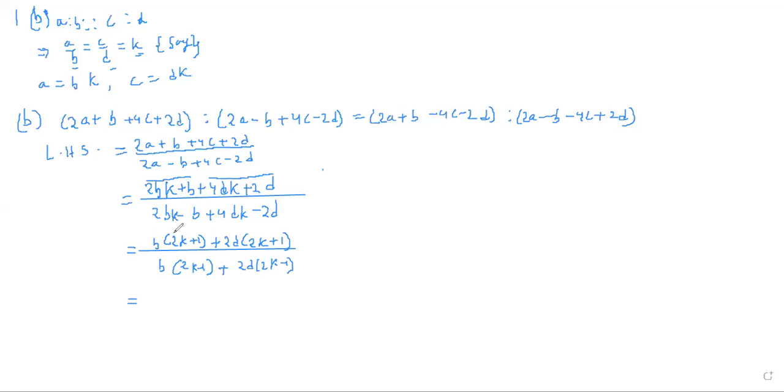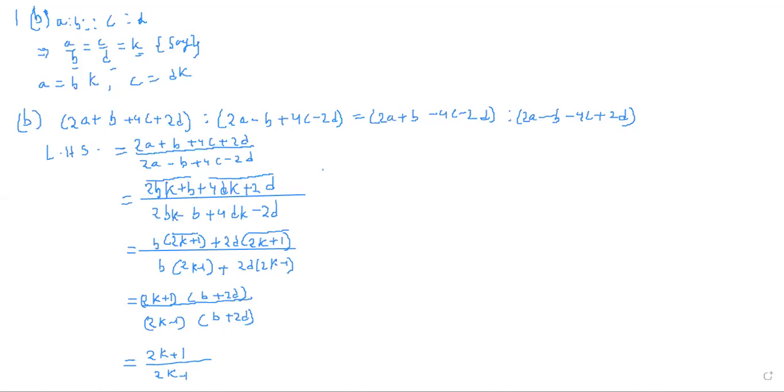In the next step, we observe that 2K plus 1 is common between these two terms. So if we take 2K plus 1 common into B plus 2D, over in the denominator also, 2K minus 1 is common into B plus 2D. So this B plus 2D will be cancelled out from both numerator and denominator, and it remains 2K plus 1 over 2K minus 1.